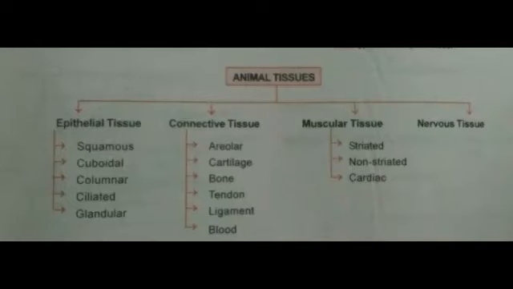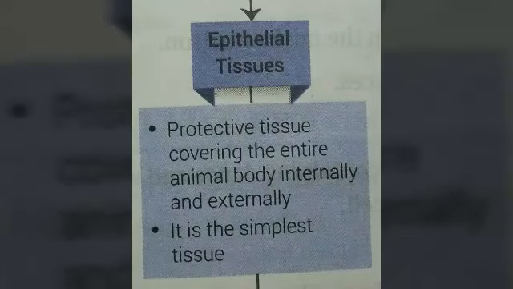The animal tissues are of four types. First is epithelial tissue, second is connective tissue, third is muscular tissue, and fourth is nervous tissue. Today we will discuss two types of tissue: first is epithelial tissue and second is connective tissue.